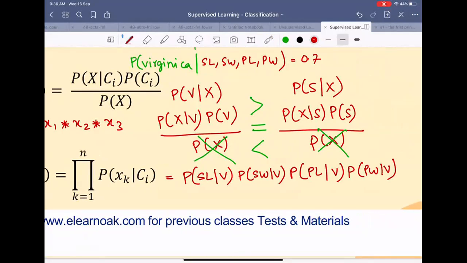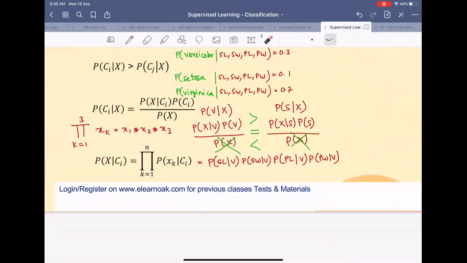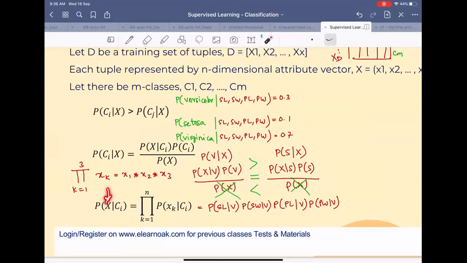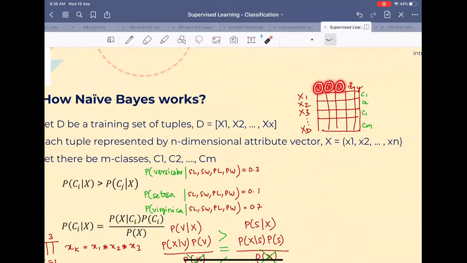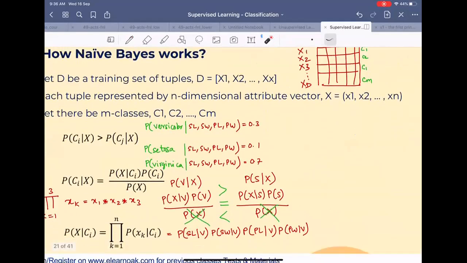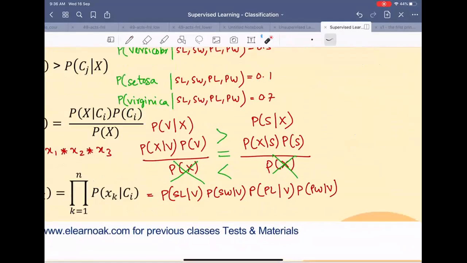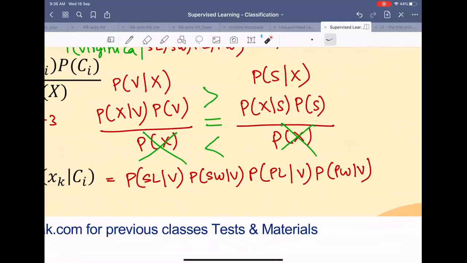So what we have done is we have said, let me take my capital X. My capital X is made up of small features x1, x2, x3, x4. For our iris data set, x1, x2, x3, x4 are sepal length, sepal width, petal length, and petal width. So here we say the probability of, just one second.